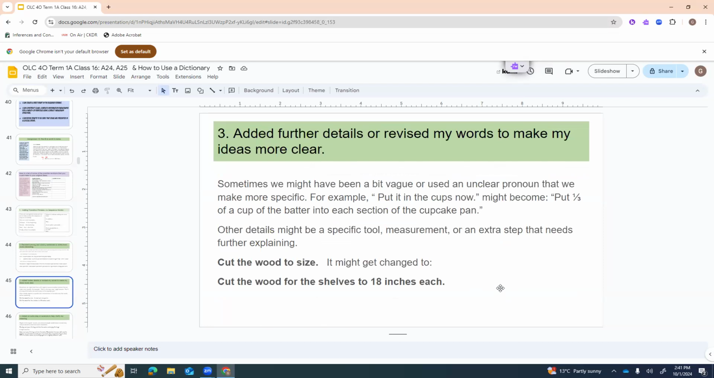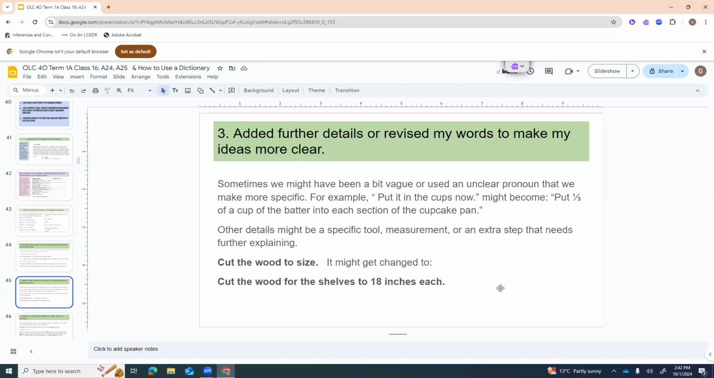Number three, I've added further details or I've revised my words to make my ideas more clear. Sometimes people are a bit vague. They're writing quickly. Maybe they used a pronoun that made sense in their head, but it's a little bit unclear when you're writing or reading it. So, something like, put it in the cups now. Well, what's the it? What cups? What are we talking about? You might need to be more specific.